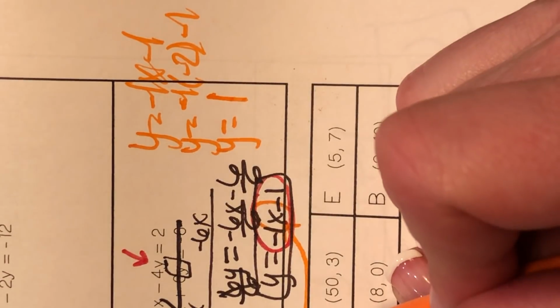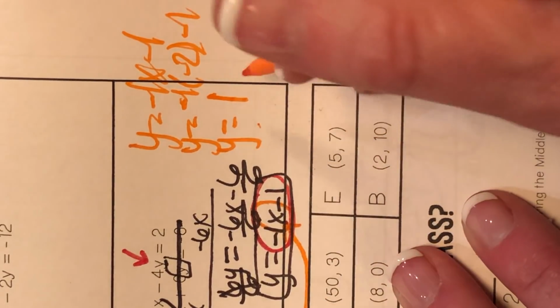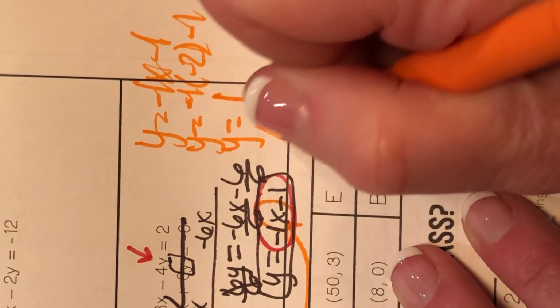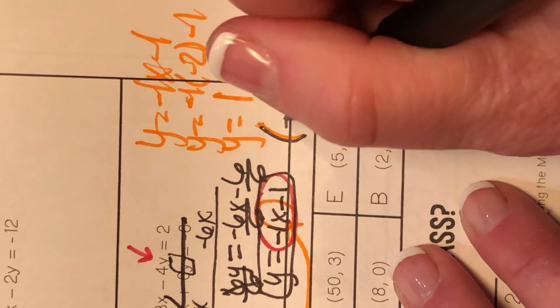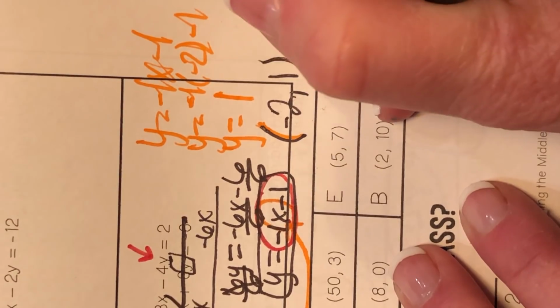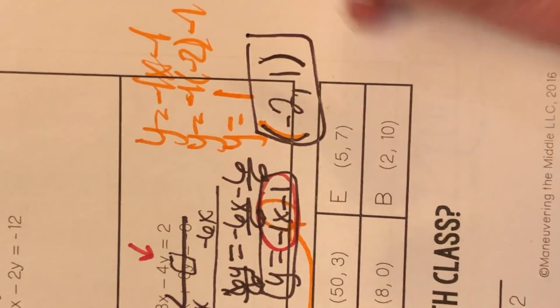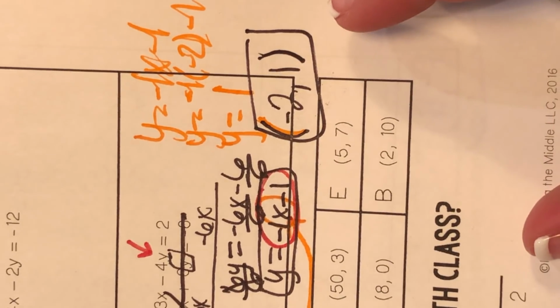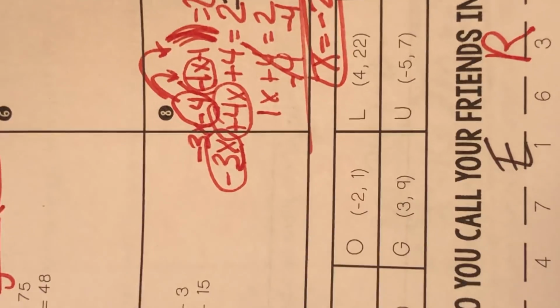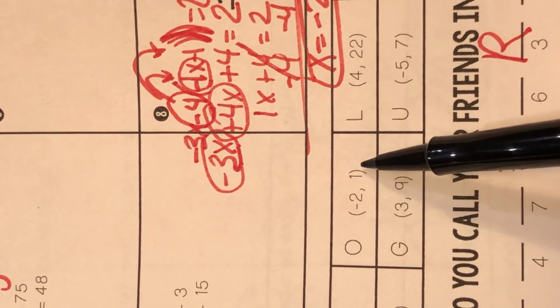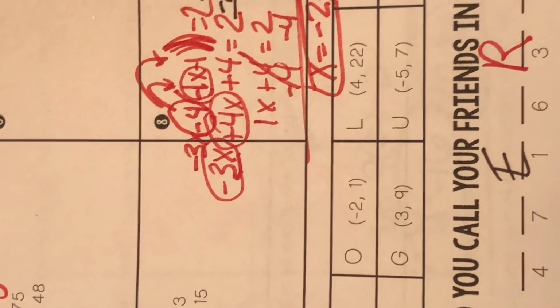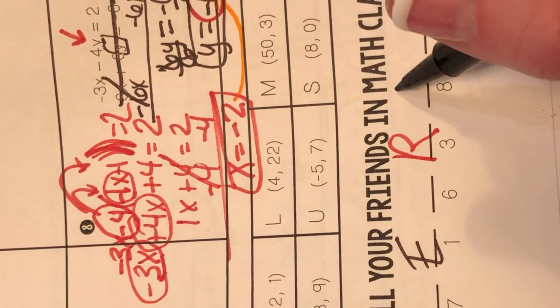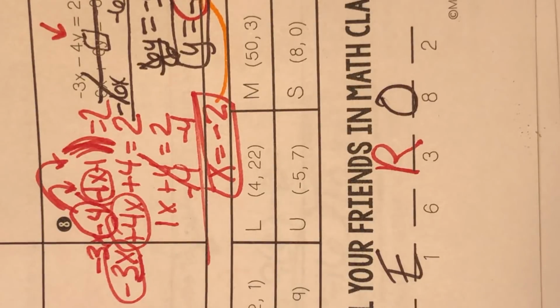So we have x equals negative 2 and y equals 1, which means my ordered pair is negative 2, comma 1. So this answer is actually right here, letter O. So that's problem number 8, and the answer is O. And that's it.